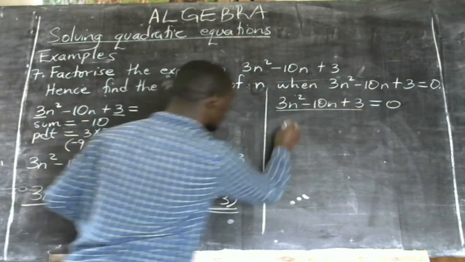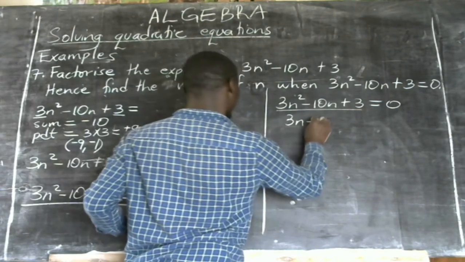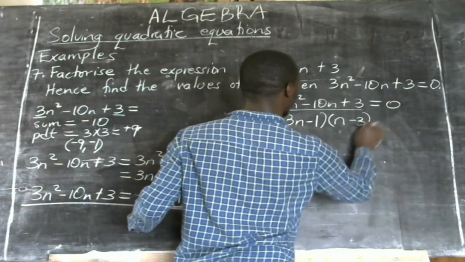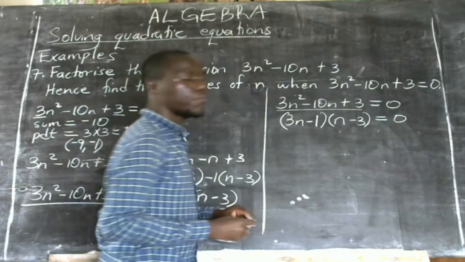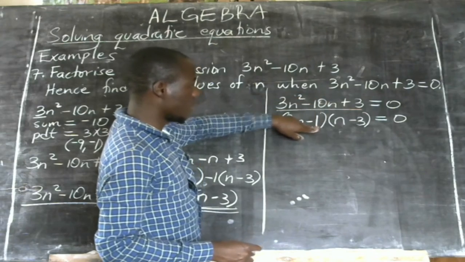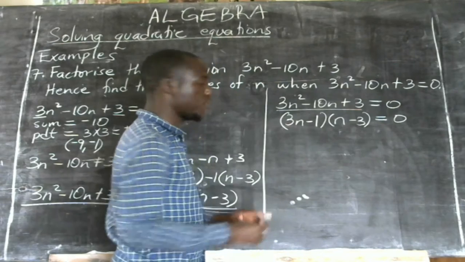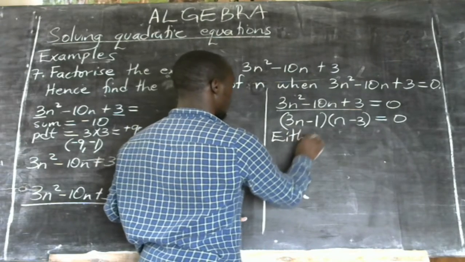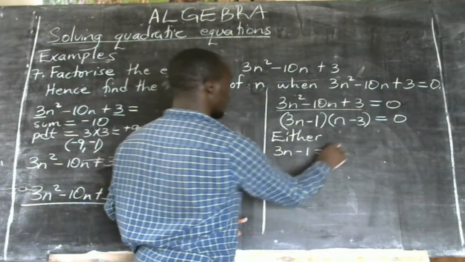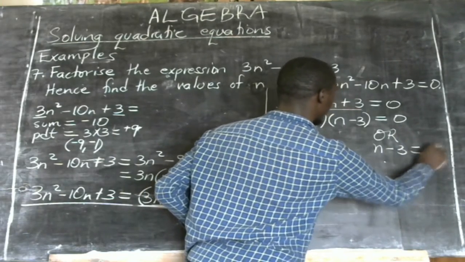Now I'm going to substitute this right hand side: 3n minus 1 into n minus 3 is equal to 0. So I've used, because this expression was factorized to get that, now I've got that factorized expression. Now I've equated it to 0. Then either one of them or both of them is equal to 0. So either 3n minus 1 is equal to 0 or n minus 3 is equal to 0.